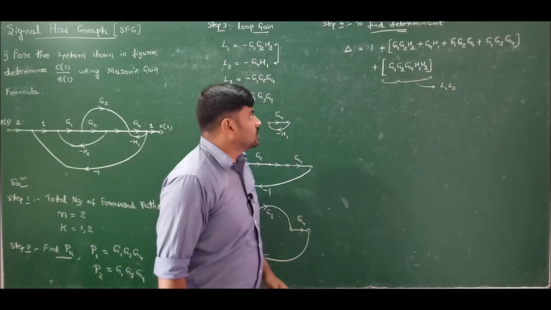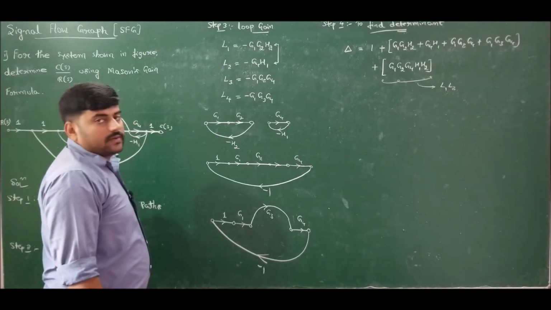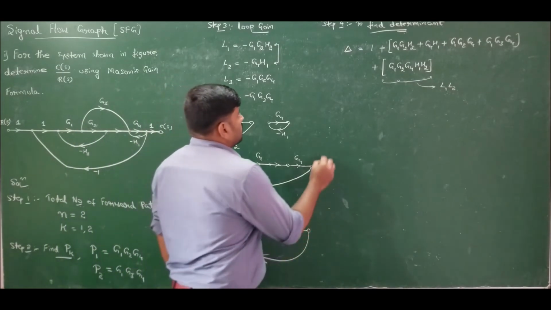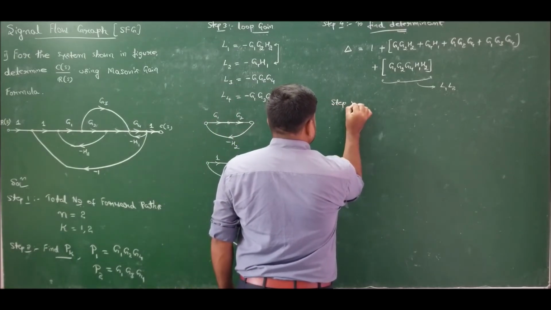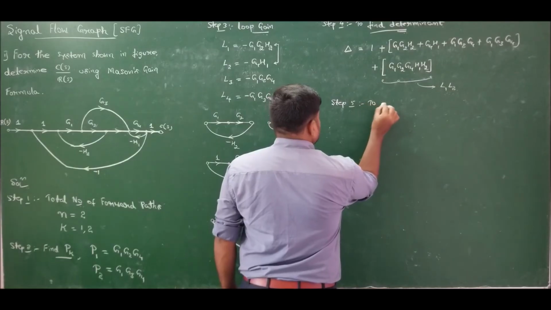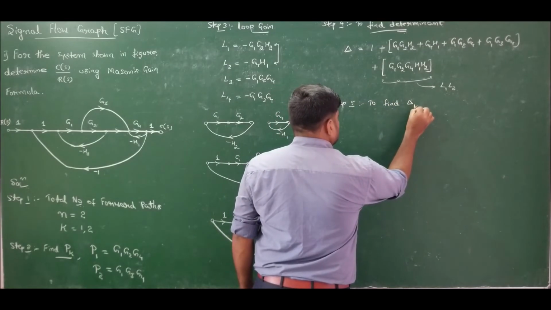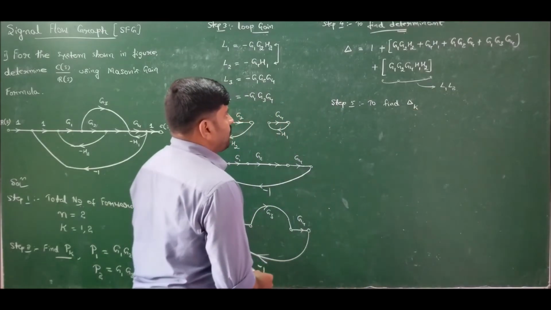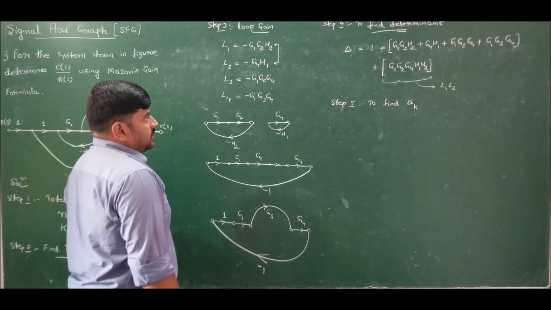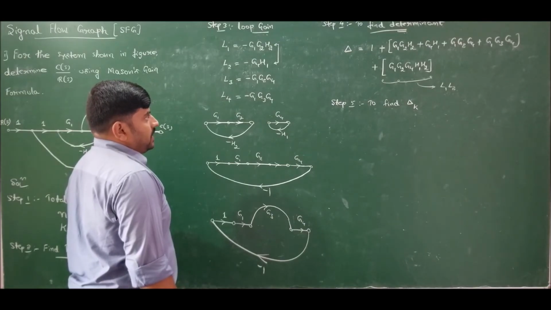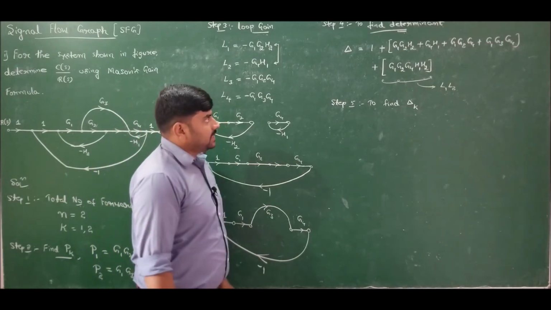So we have done the calculation of the determinant for the given signal flow graph. Moving to step number 5, to find delta K. In order to find delta K, I should have written one extra step. That sounds better. Let me write that.